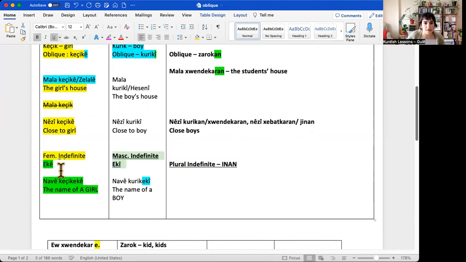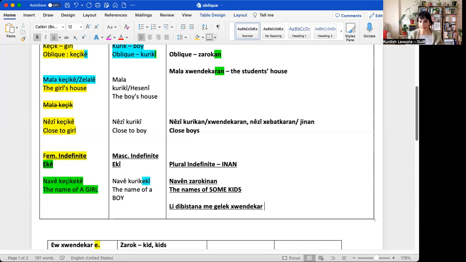Now I will give you an example. Just give me a second. For example, the names of some kids. It is like indefinite plural kids. I don't know which kids, just the names of kids, for example. Let's give an example: in our school there are many students.